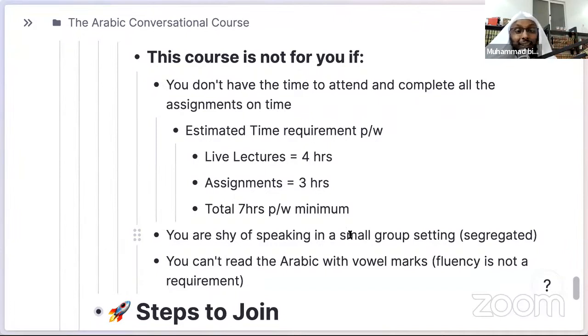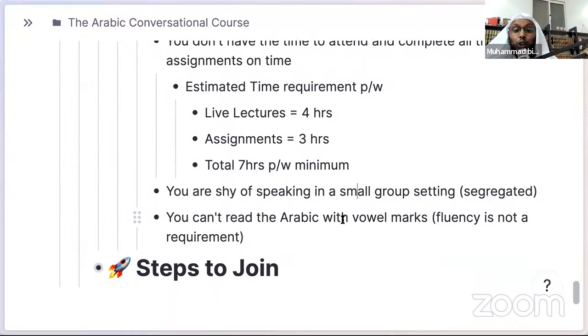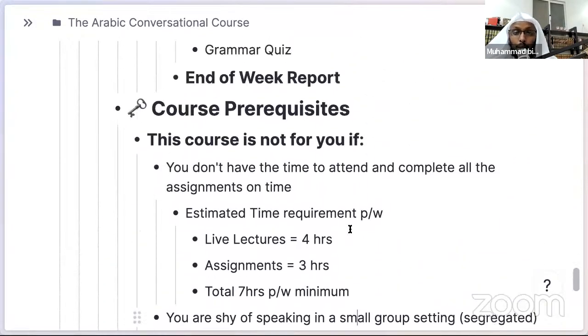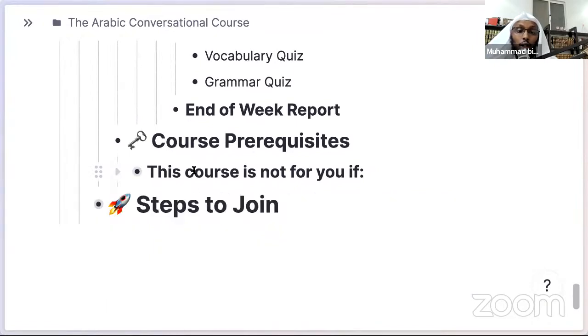This is common sense. You want to learn how to speak Arabic, but you don't want to come to a workshop and speak. You want to sit passively like a passenger and just listen to all the other students speaking. I say to you then, no, it's not going to work, Malish. Also, if you can't read the Arabic with vowel marks, fluency is not a requirement, but at least you can't read it accurately, then also I think you're going to struggle.